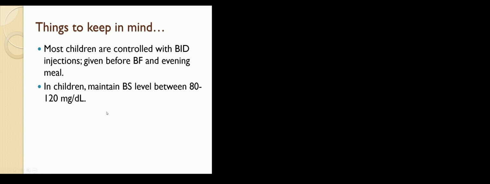Other things to keep in mind, most children are controlled with BID injections, and most children have actually gone to pumps. They prefer them. They're easier to control. They keep their diabetes under control better, and insurance companies have gotten a lot better about paying for them. They want to maintain in children their blood sugar between 80 and 120 as a good ballpark figure.